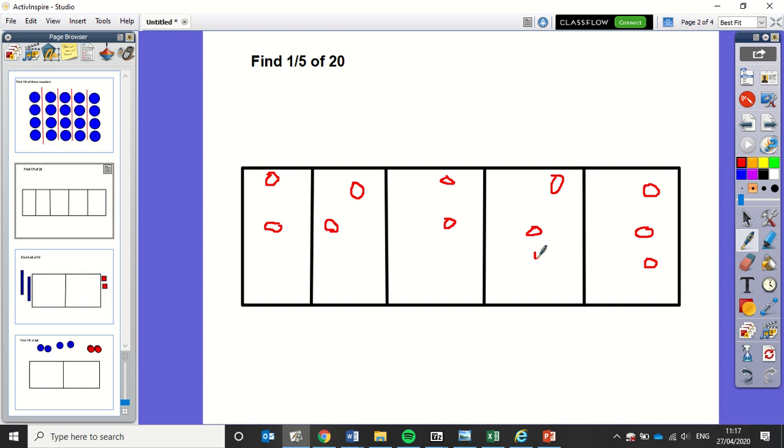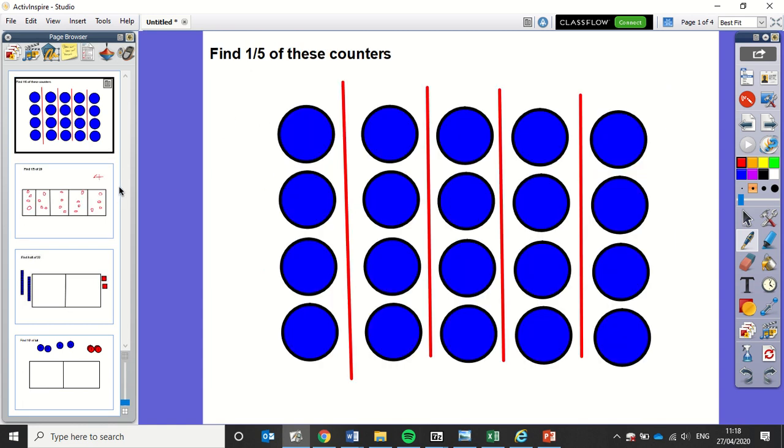11, 12, 13, 14, 15, 16, 17, 18, 19, and 20. And then all I have to do is see how many is in one group. 1, 2, 3, 4. There we have it. My answer is 4. Okay? You could also do that to clarify whether you've done this method right, and vice versa.